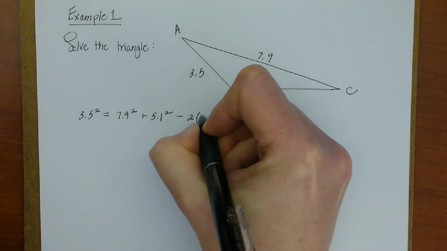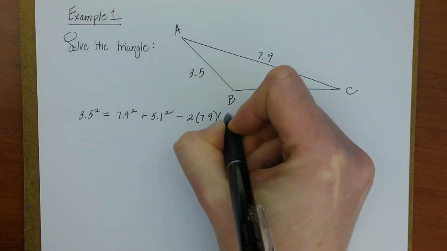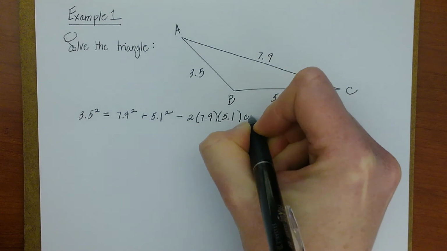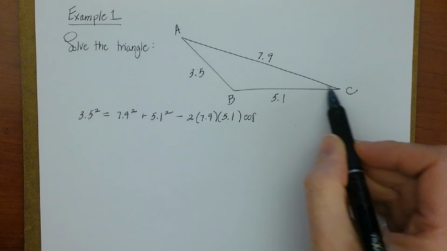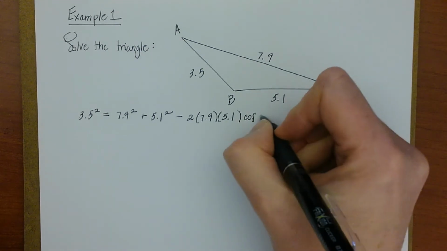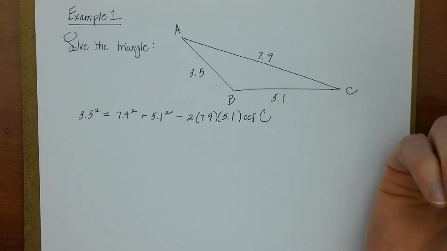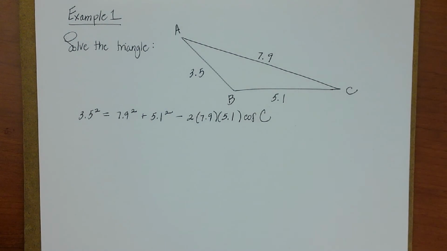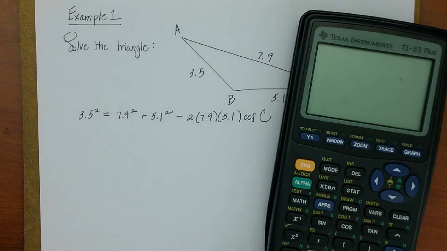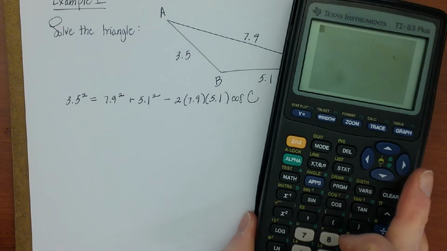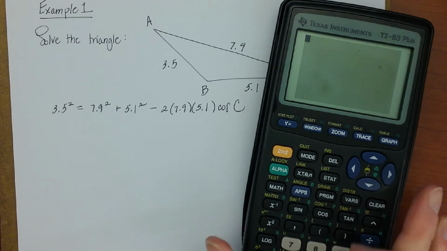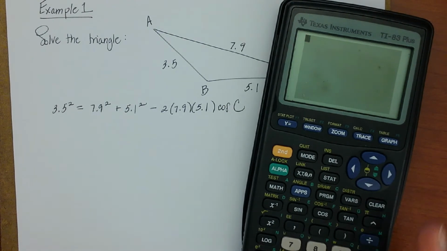So minus 2 times 7.9 times 5.1, and then times the cosine of, since I started out with 3.5, I would be solving for this angle over here, which I called angle C. You may have called it something else. I decided to use this viewer to demonstrate a couple of things on the calculator that you may or may not already know about. Now, we want our final answer to be accurate to the thousandths place, so there's some things you can do with your calculator to avoid these little round off errors.